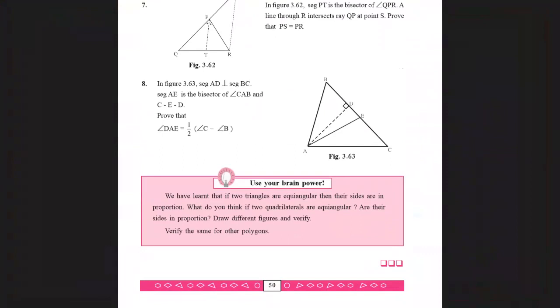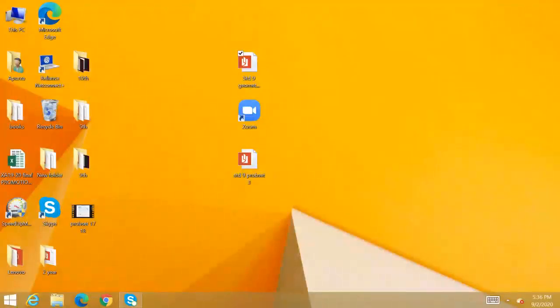So there is a correction. Instead of angle C minus angle B, it should be angle B minus angle C. I think the new textbooks have it like that. Half of angle B minus angle C. So let's see how to do this question.